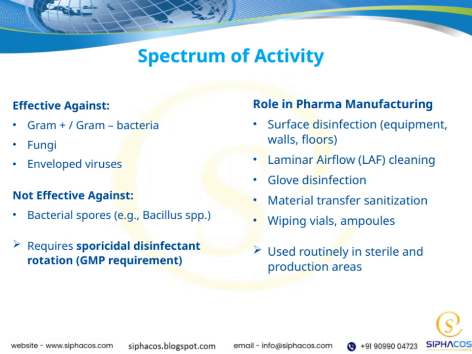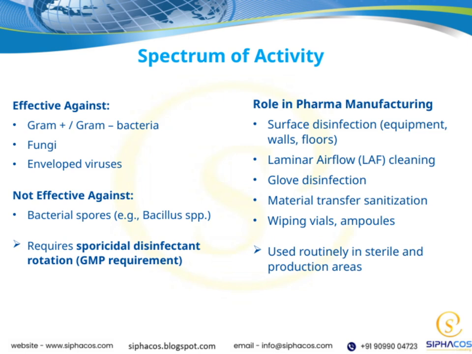Glove disinfection is also critical, especially when handling sterile products, to prevent cross-contamination. Material transfer sanitization helps keep everything moving smoothly without introducing microbes, and wiping vials and ampules is a routine step to ensure each container remains sterile before use. These disinfectants are used routinely in sterile and production areas because maintaining aseptic conditions is fundamental to quality and safety.